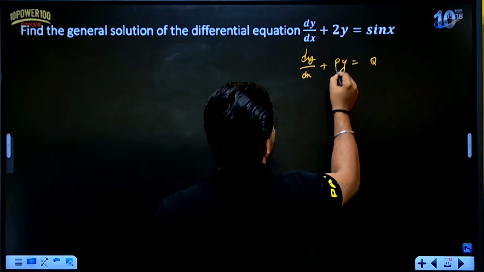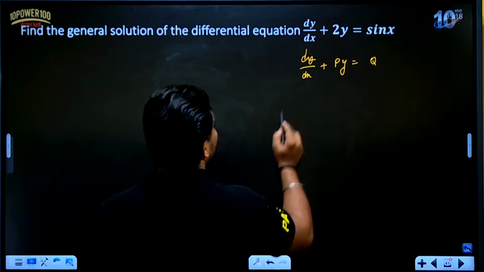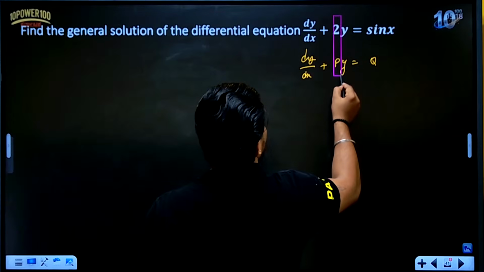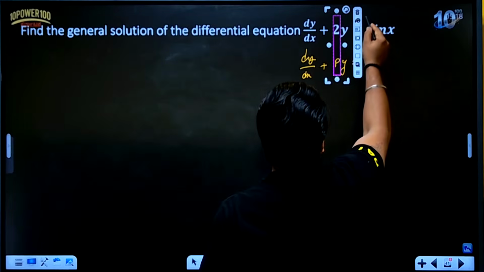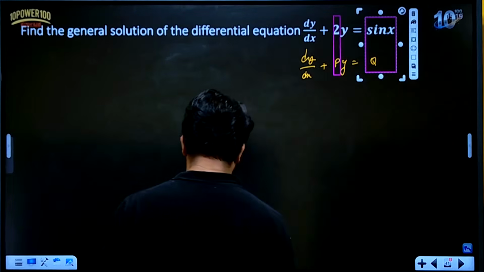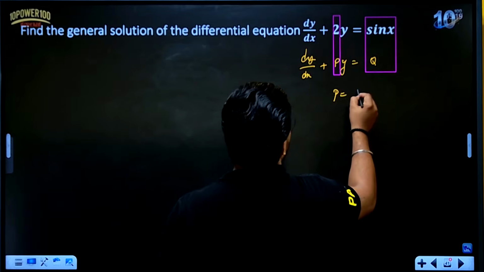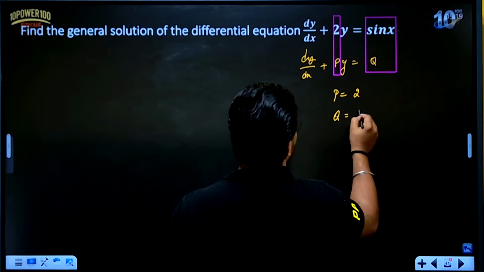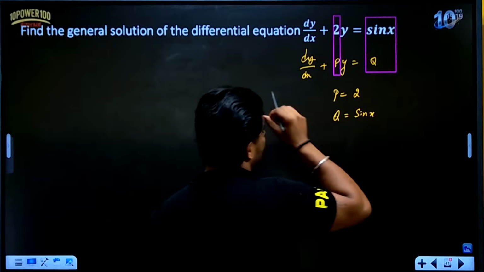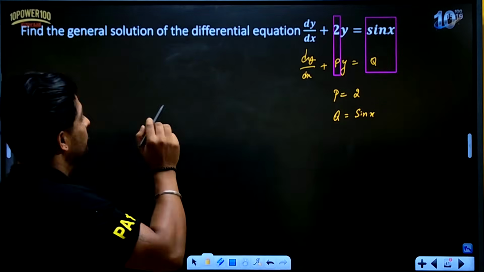So we can compare. What is p? P is actually 2, and what is q? Q is actually sin x. So we can say p is equal to 2 and q is equal to sin x. If this is written, you will get 1 mark. Okay? Next, integrating factor.